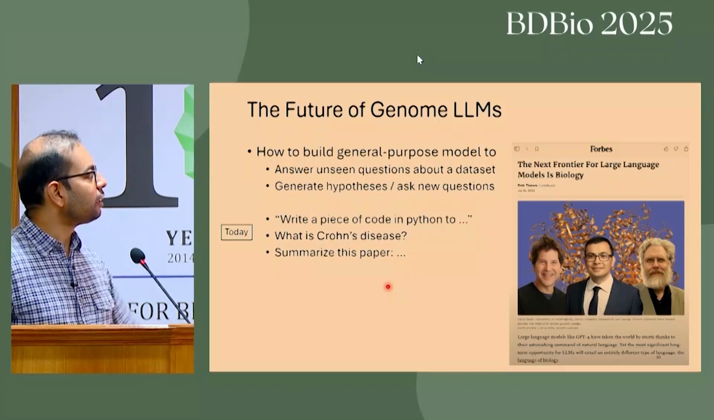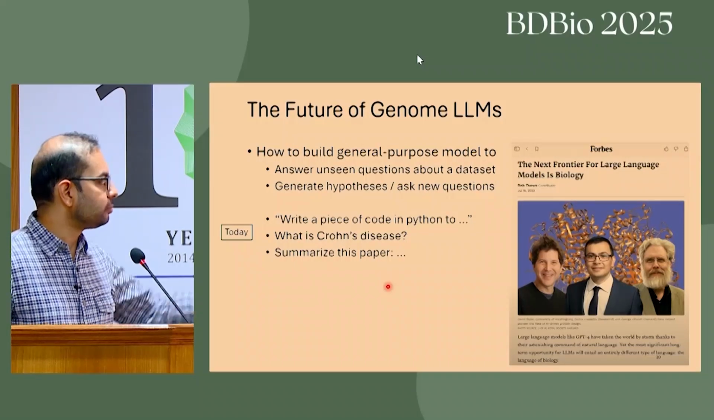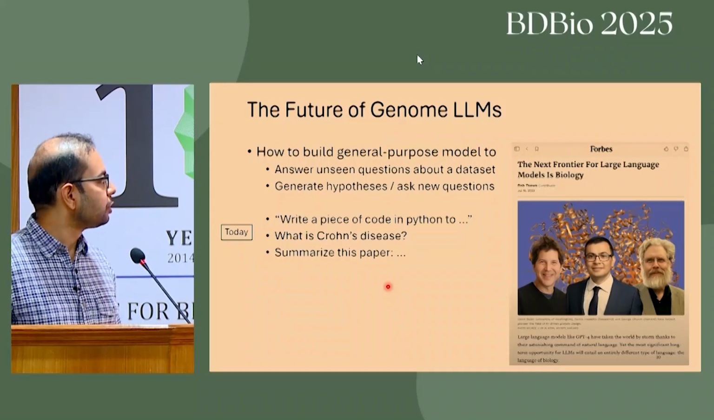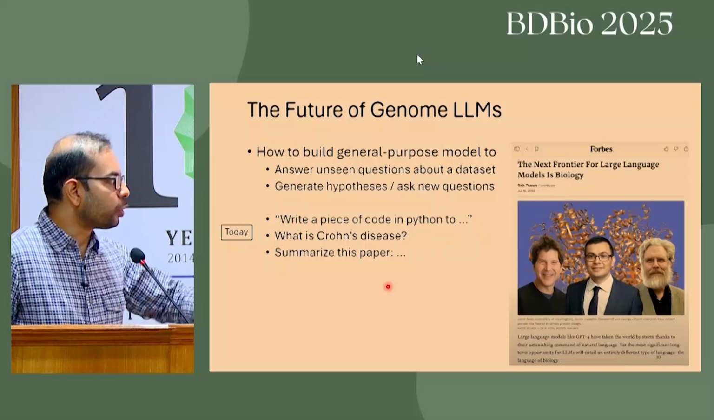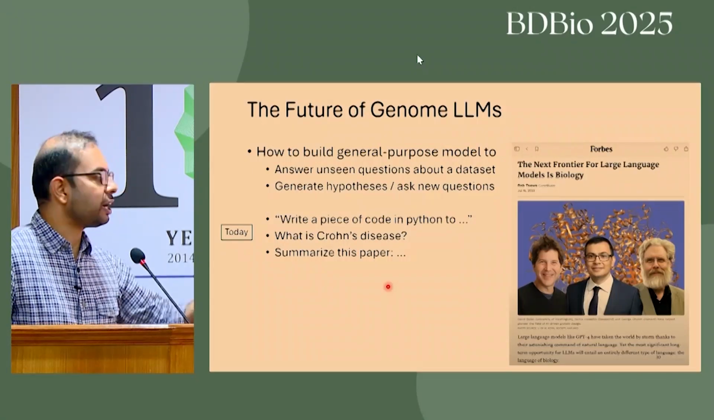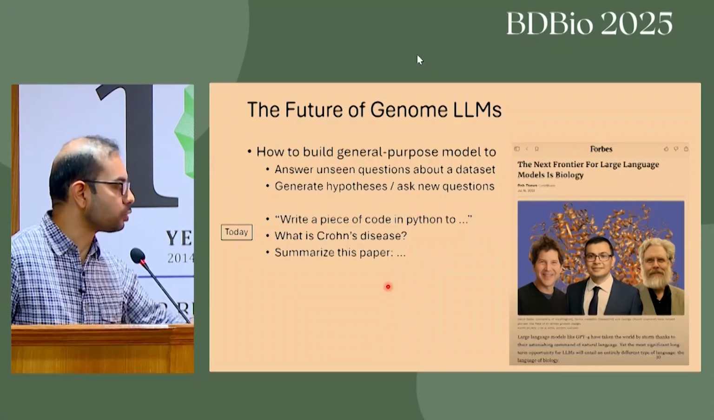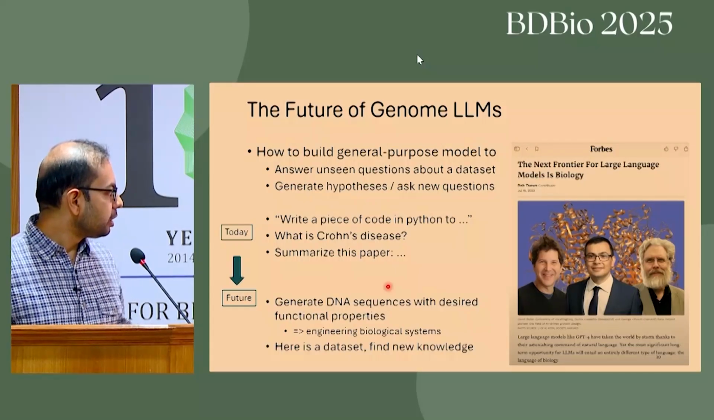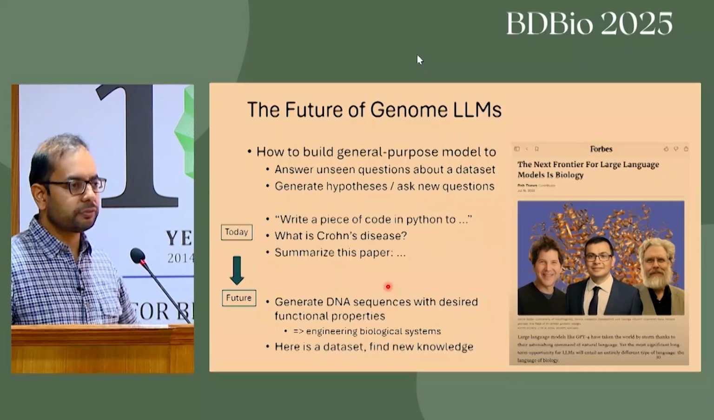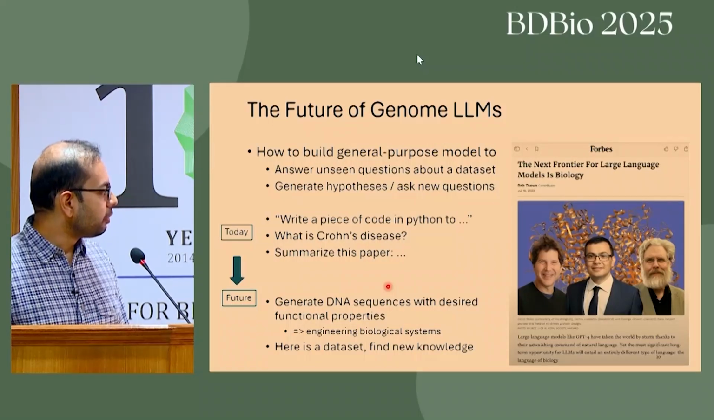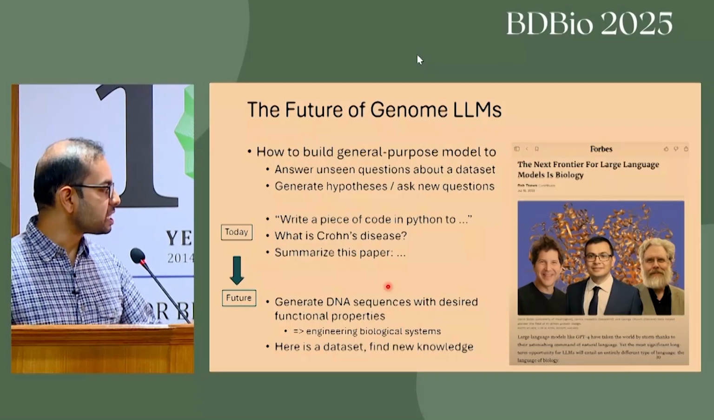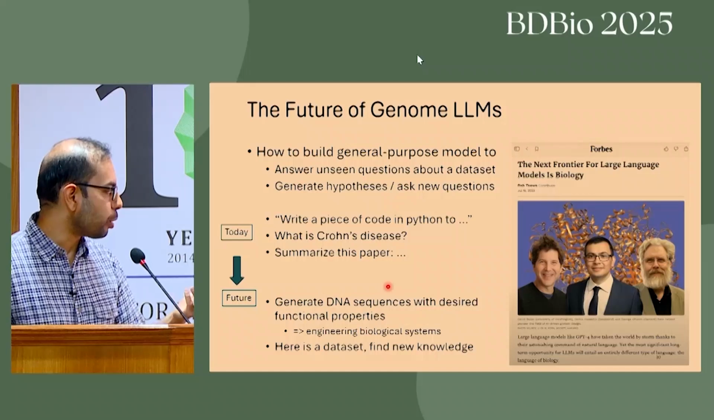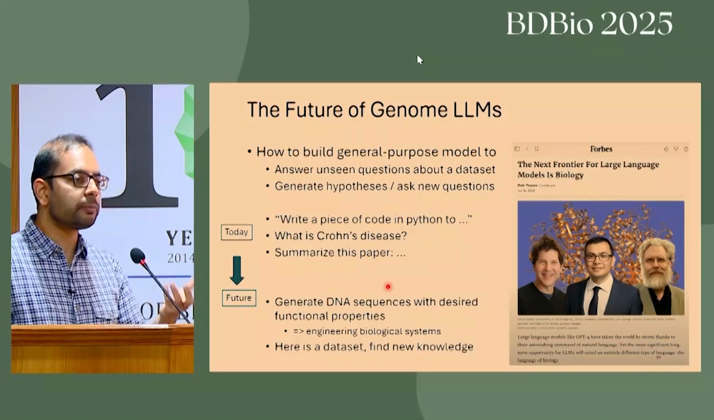So today we are at this point where we say to ChatGPT or whatever AI chatbot, write a piece of code in Python to do so and so, or we may ask questions about a certain disease, or we may ask it to summarize a paper. We are working towards a future where we can say, generate DNA sequences with these desired functional properties. And once we are able to do that, we can engineer biological systems.